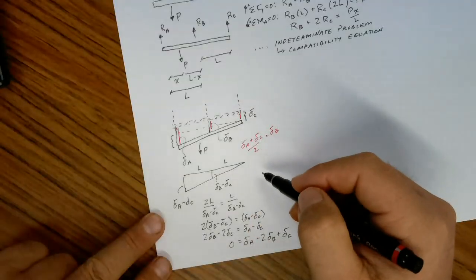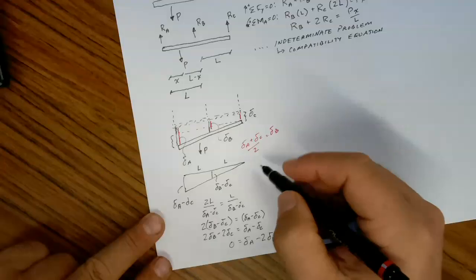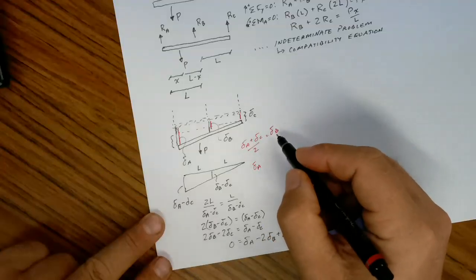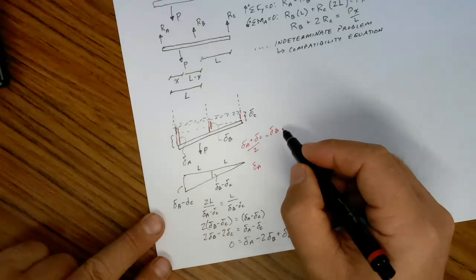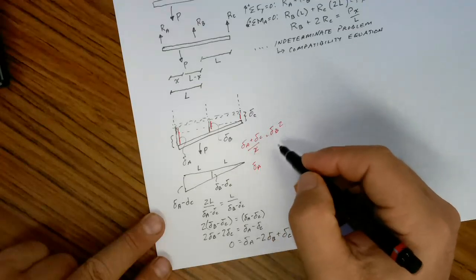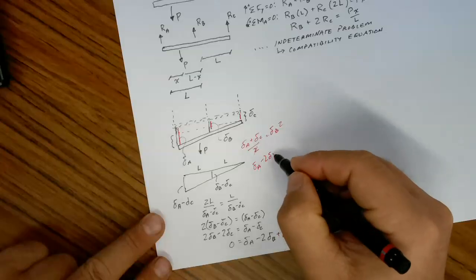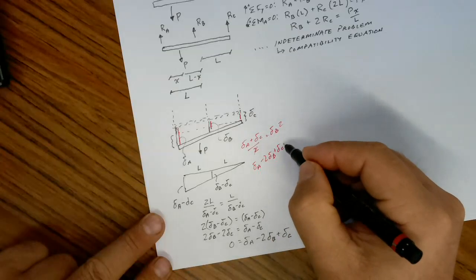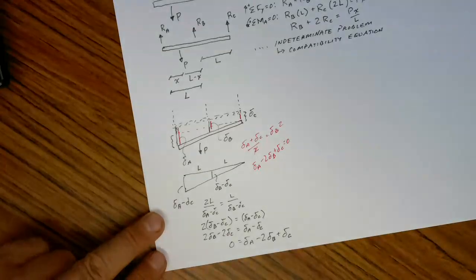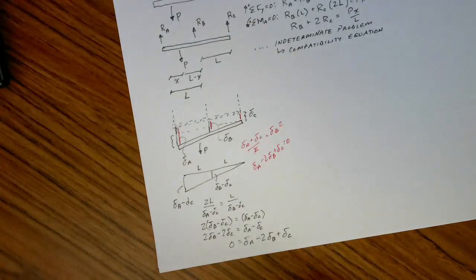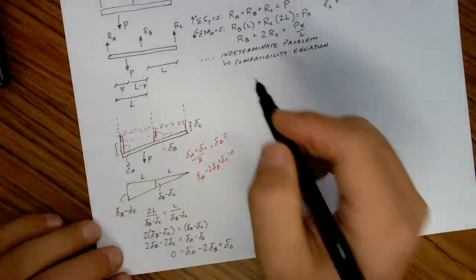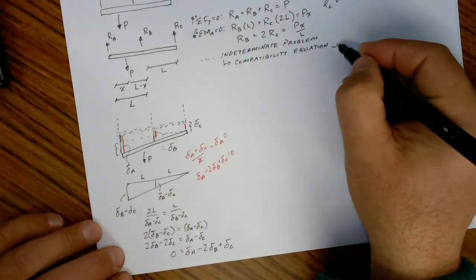This is another way to come up with the same equation. Multiply both sides by 2, I get delta A plus delta C equals 2 delta B. Moving it over, it becomes minus 2 delta B, and then plus delta C equal to 0. You see, we get the same equation. Either of those approaches works. So I have my compatibility equation.